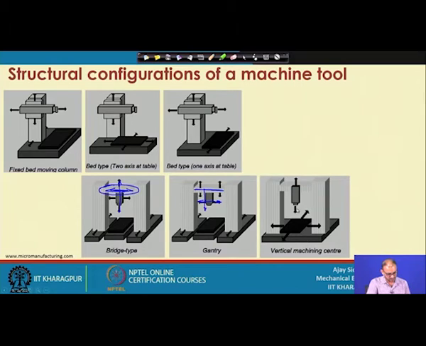And this is the last one. Here it is called a vertical machining center, or the C type construction, that I will show you in the next slide, that it is similar to this type of thing.